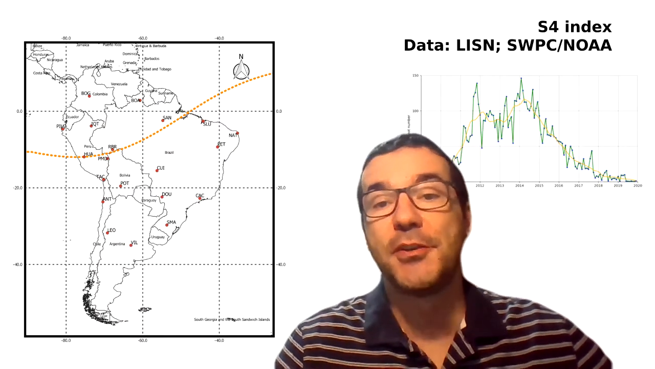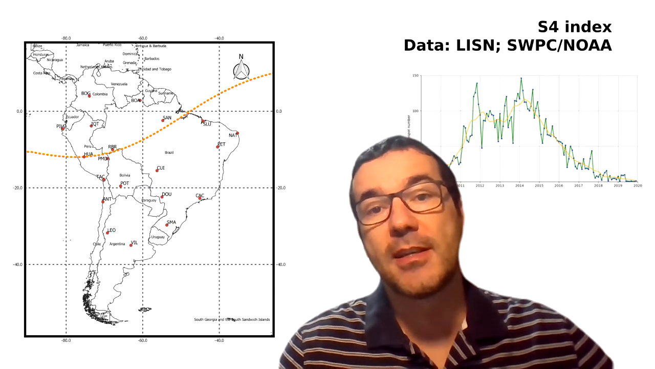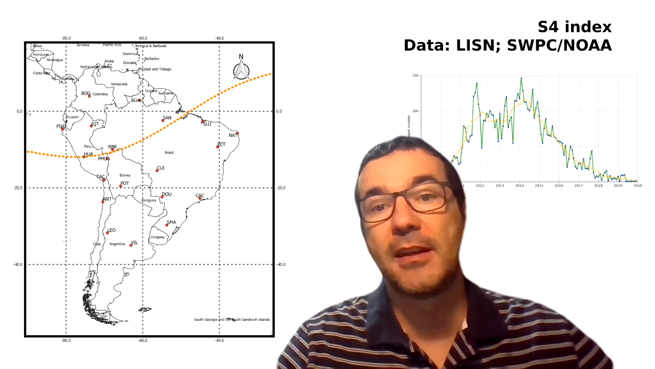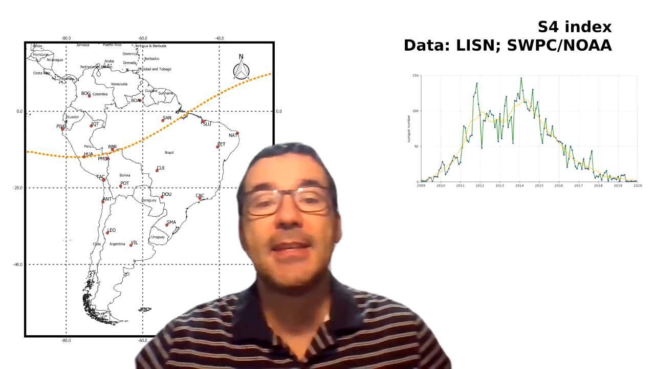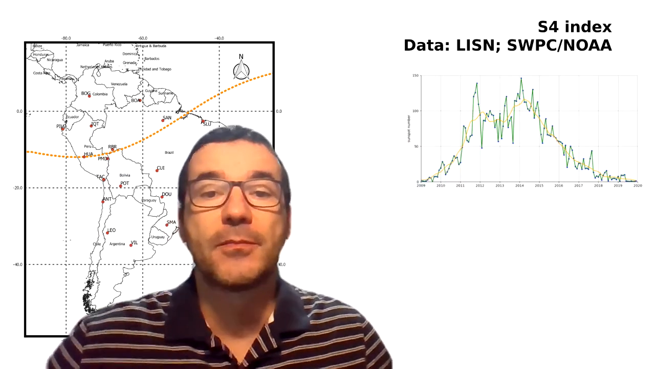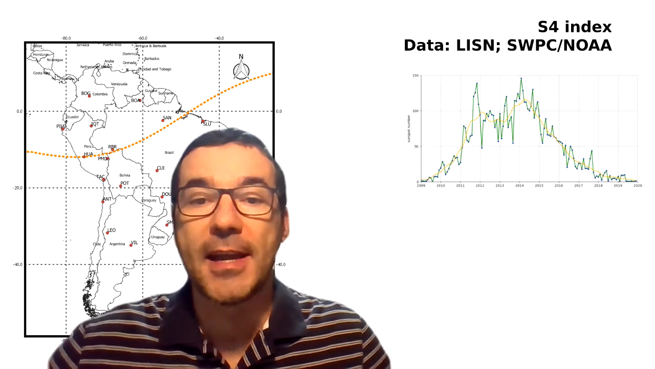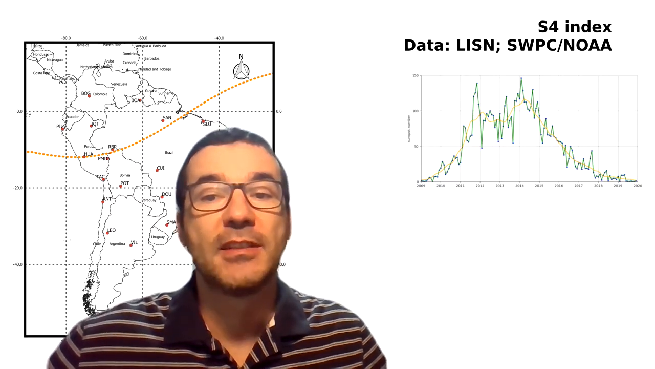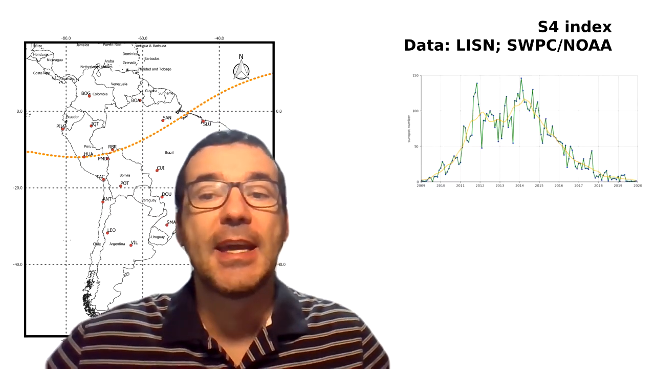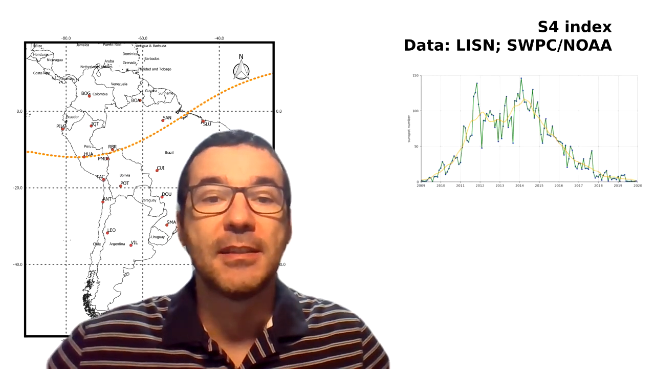These are the stations we are using, some of them at the north, some at the south, and some at the magnetic equator. And this is the solar cycle 24. It started in 2009, reached the maximum activity in 2014, and ended in 2019.